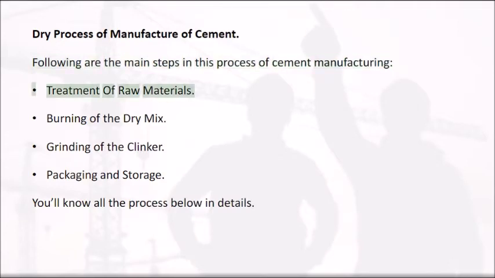Treatment of raw materials. Burning of the dry mix. Grinding of the clinker. Packaging and storage. You'll know all the process below in details.